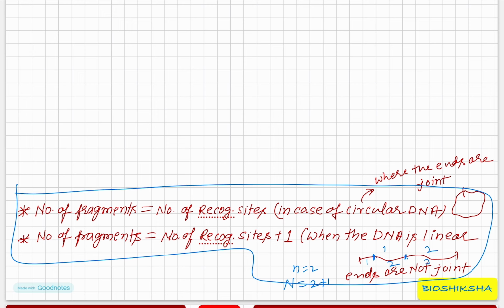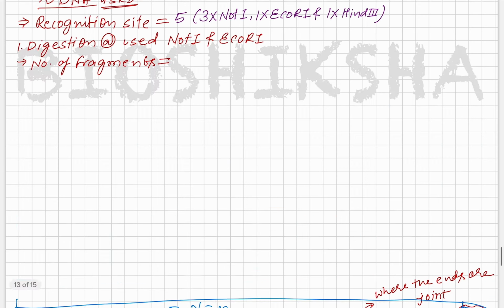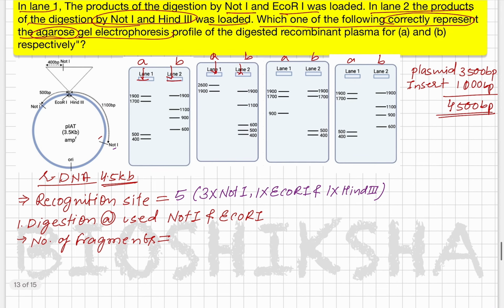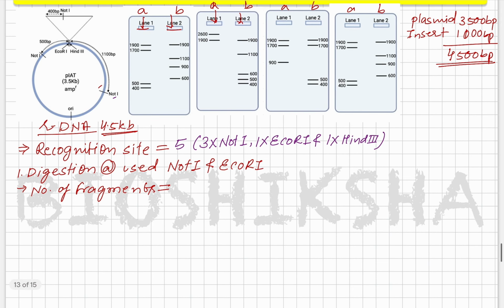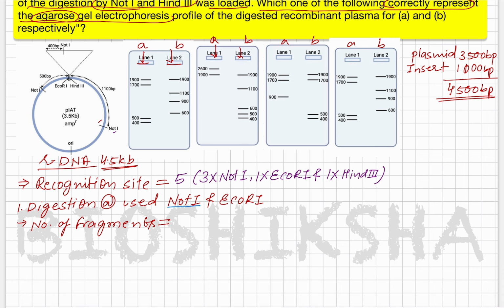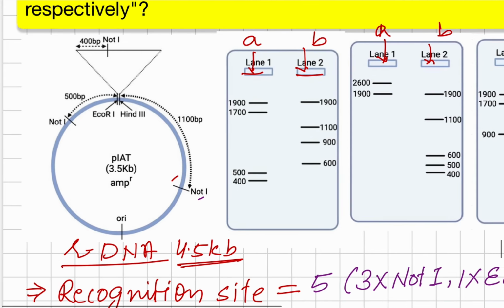The number of fragments is equal to the number of recognition sites in case of circular DNA. Each cut will produce one fragment, but if the DNA is linear, the formula goes N is equal to n plus 1, where n is the small n. Hope it is clear. Let us come back to our question. In this case we have to just find the recognition sites of only these two enzymes.